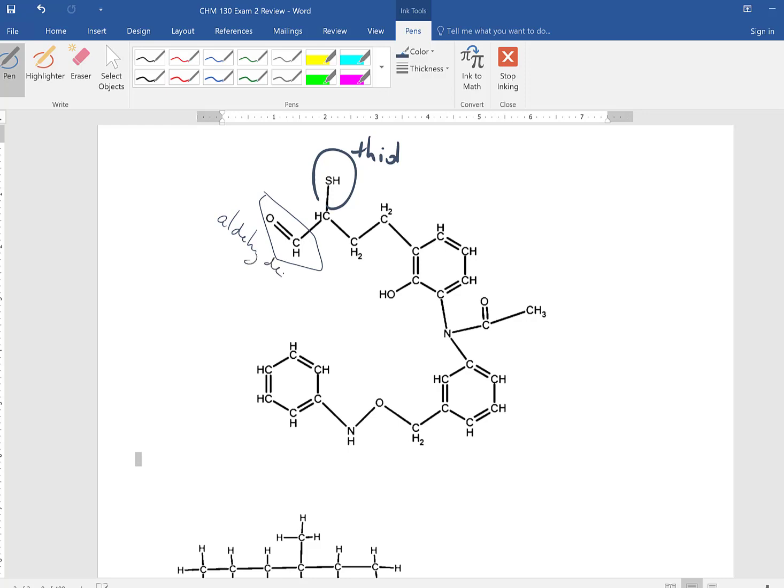Phenol. Where? The OH. So the aromatic with the alcohol group, that is a phenol. Amide below it. Yep, just below it. This is an amide. Okay, so that's an amide instead of a ketone, because you see the nitrogen connected. So that's the kicker between them.